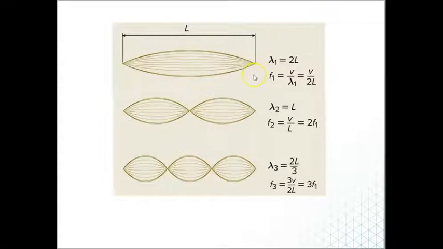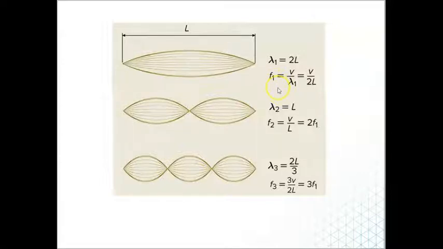For example, here, this is the fundamental frequency, or we call it the first harmonic. Lambda 1, which represents the first harmonic, equals 2L. Therefore, the frequency of the first harmonic, or the fundamental frequency, is going to be equal to v, the speed of the sound, divided by the first wavelength, or the wavelength at the fundamental frequency.